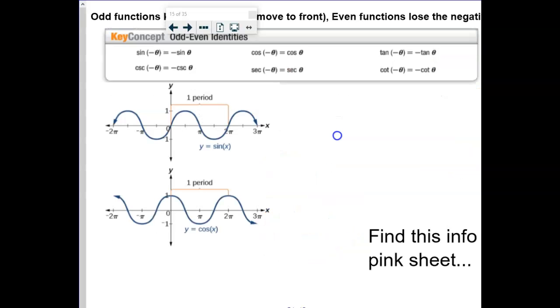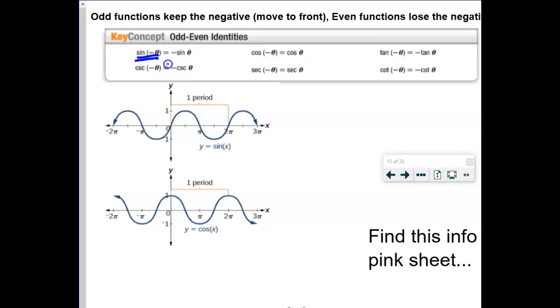The reason I bring that up is that now there's a whole other set of identities you can use. If you have sine evaluated at a negative angle, you can say, forget that, I'm going to call it negative sine of positive theta. That is a nice obvious trade for us from here on out. And cosine of a negative angle, you just get back the original, cosine of theta.